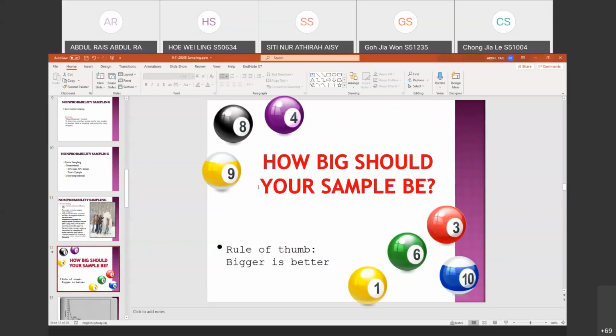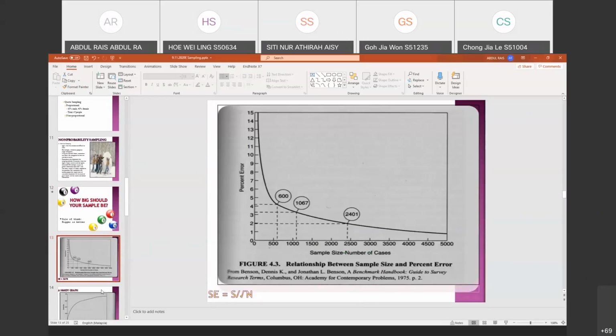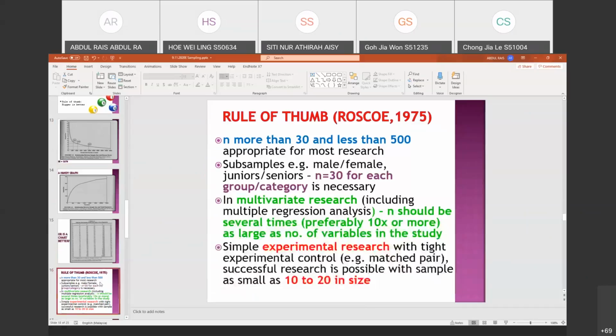Okay, so you'll be wondering how big should your sample be? General rule of thumb, lagi besar, lagi bagus. But not too big, don't be too ambitious. So let's see what the rule of thumb by Roscoe means. Roscoe kata kat sini, N should not be more than 30 and not less than 50 for more research. Okay. Apa lagi kata?